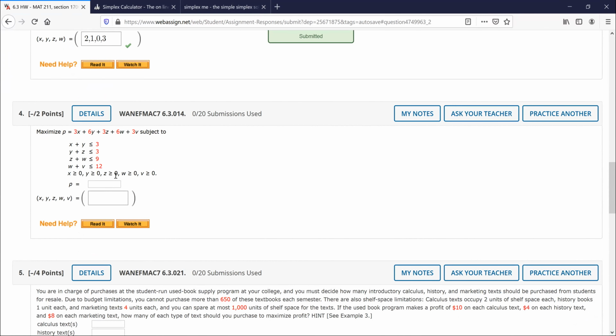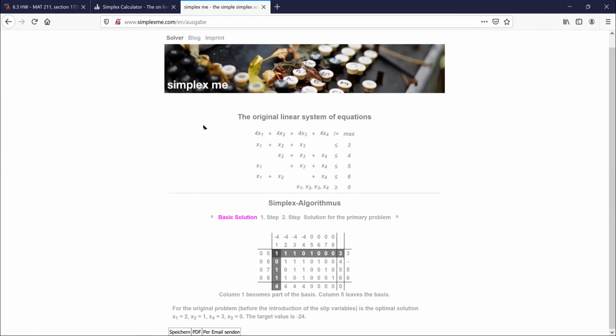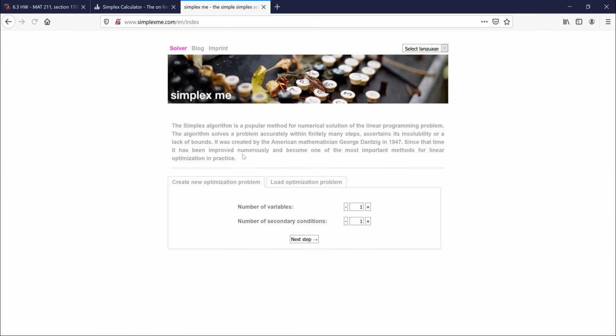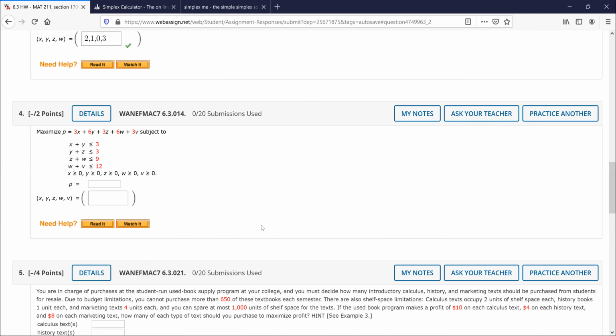Okay, so we got one more here. So this is 5 variables, and 1, 2, 3, 4 constraints there. So let's go back to solver. So we got 1, 2, 3, 4, 5 variables. I think I said 4 secondary conditions. Okay, so let me snip this.